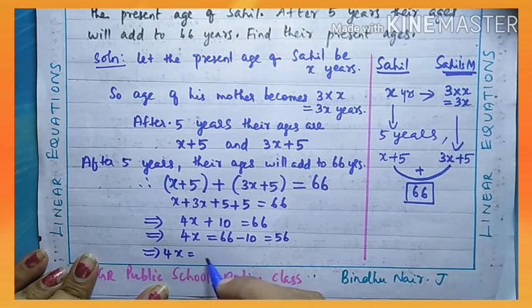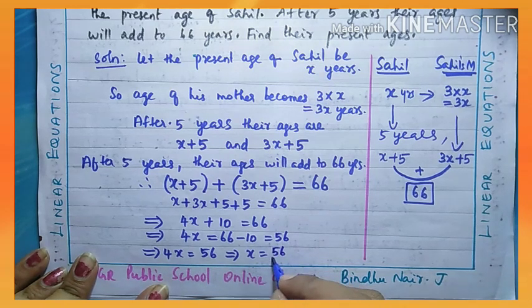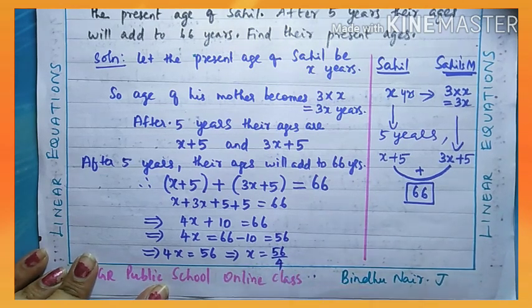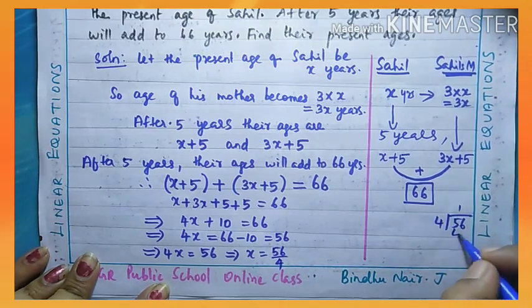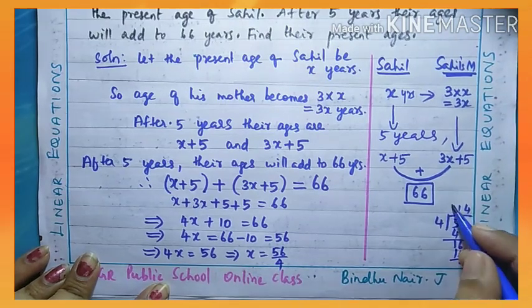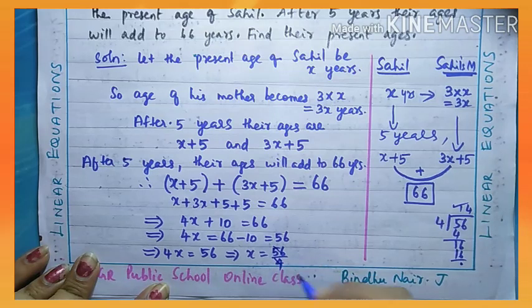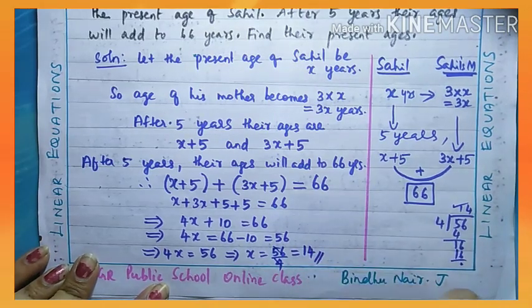So we got 4x equal to 56. This implies, what is 4 into x? Correct? So 4 into x means multiplication. When I take 4 on this side, it becomes division. So 56 by 4. You can divide or reduce, no problem. 4 1s are 4, 16, 4 4s are 16. So answer is 14. Or you can reduce also. So x is equal to 14.